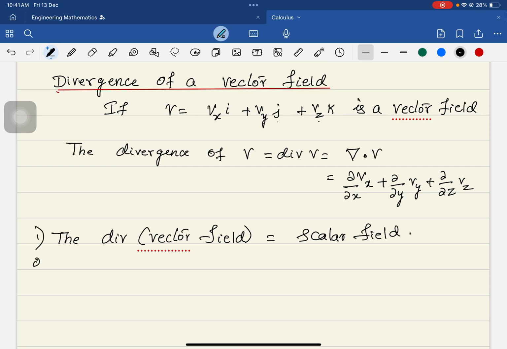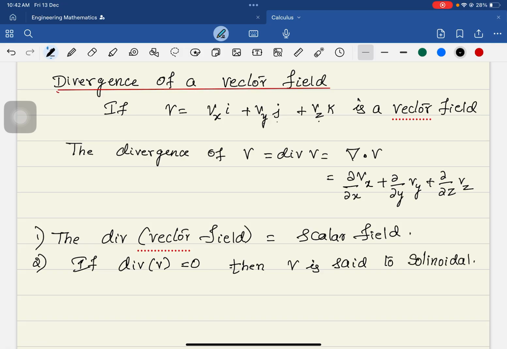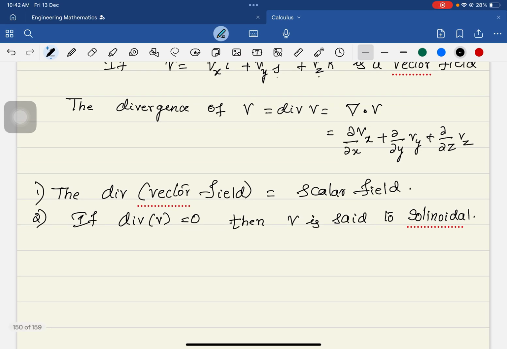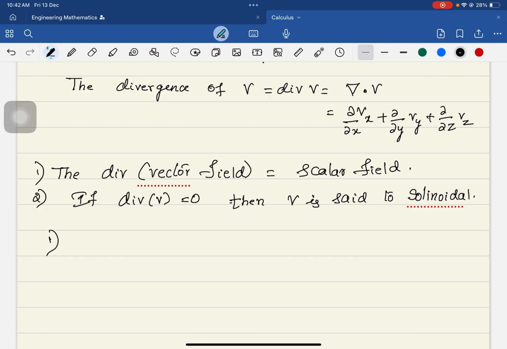That's the first point. And one more important point is, if the divergence of the vector field happens to be 0, suppose the divergence of v is equal to 0, then this particular vector field is said to be solenoidal. Whenever the divergence of the function is equal to 0, it is called solenoidal. So let us now solve some problems to find the divergence of a vector field.